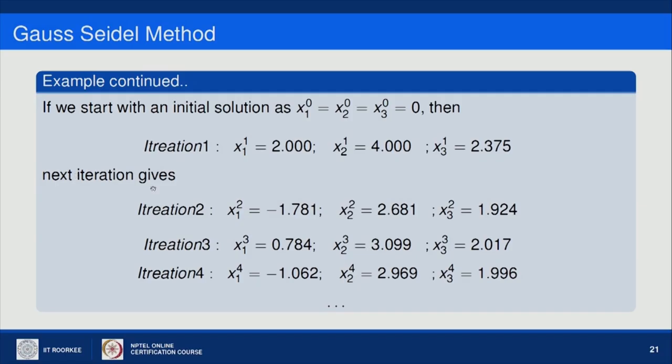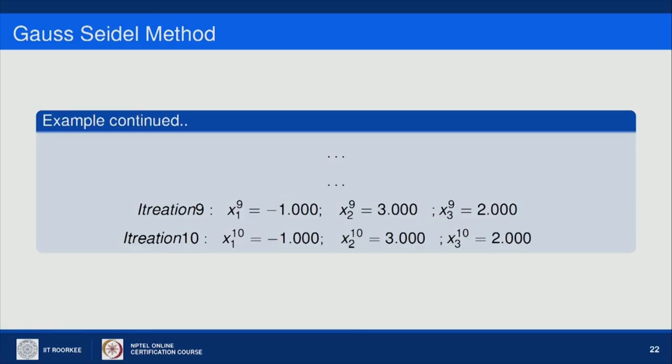which comes out as 2.375. Now, in the second iteration, x1 is minus 1.781, x2 equals 2.681, and x3 equals 1.924. Then these are the values in the third iteration, then the fourth iteration, and so on. Continuing this calculation, in the ninth iteration I get x1 is minus 1, x2 is 3, x3 is 2. In the tenth iteration I get x1 is minus 1, x2 is 3 and x3 is 2.